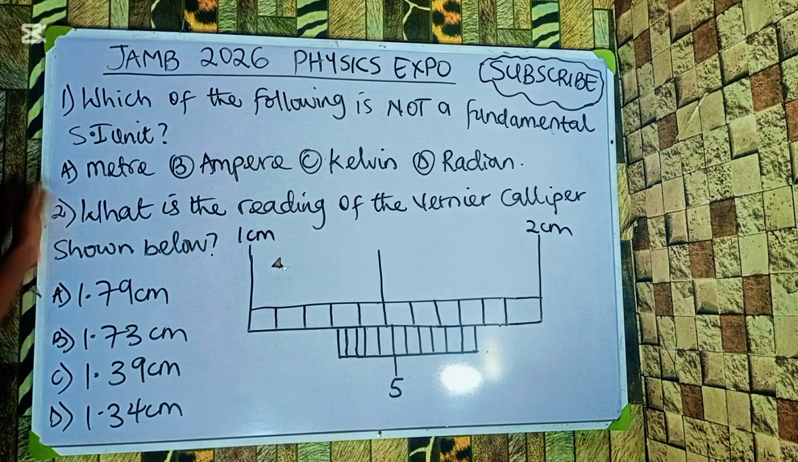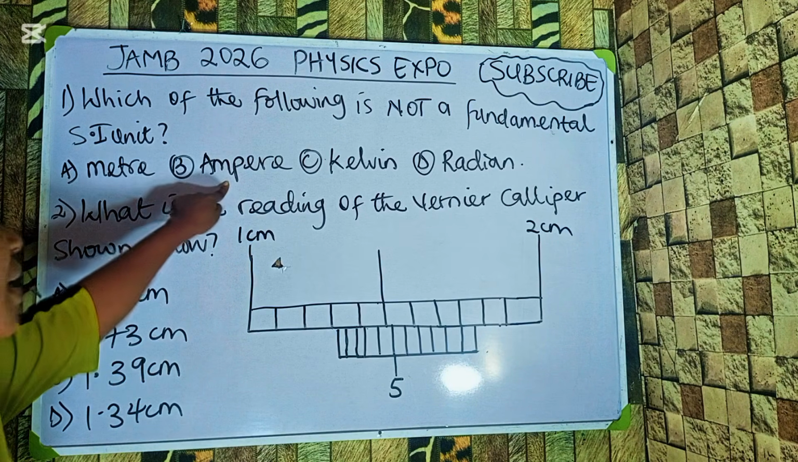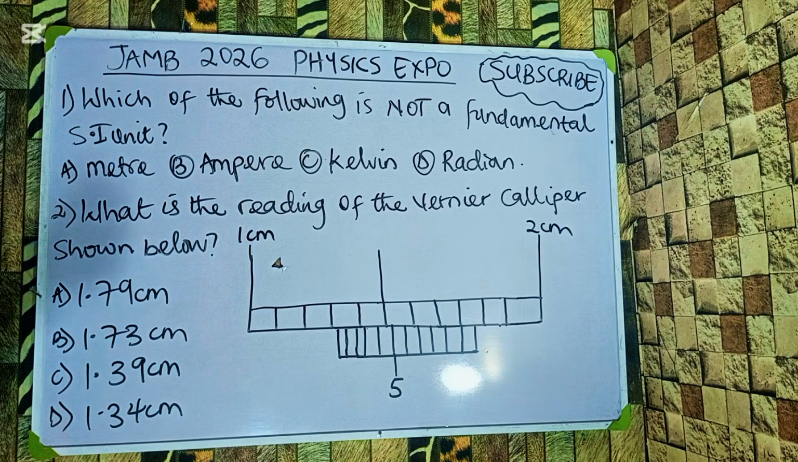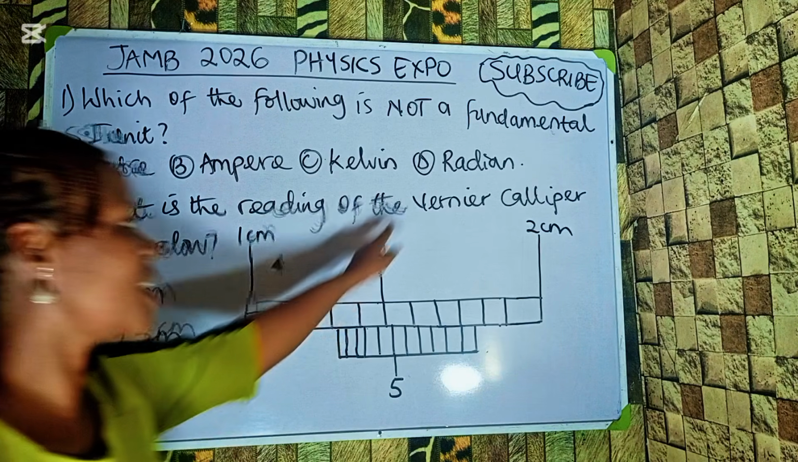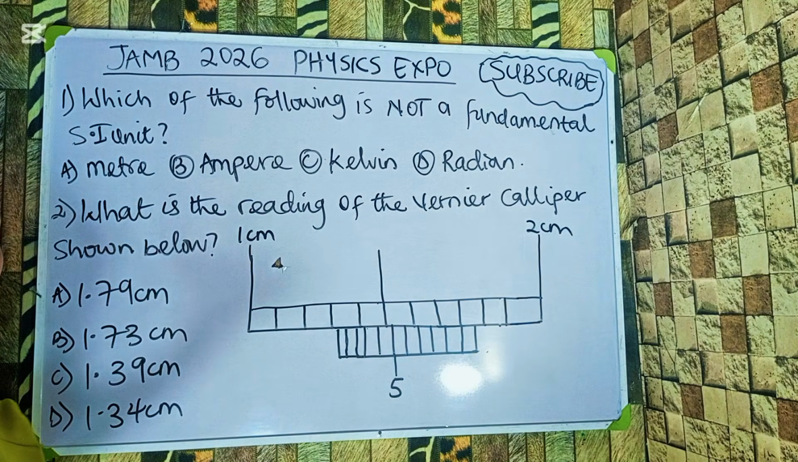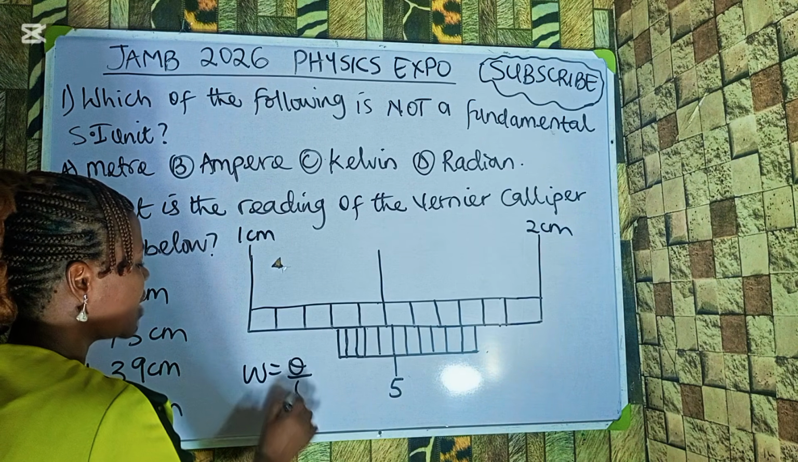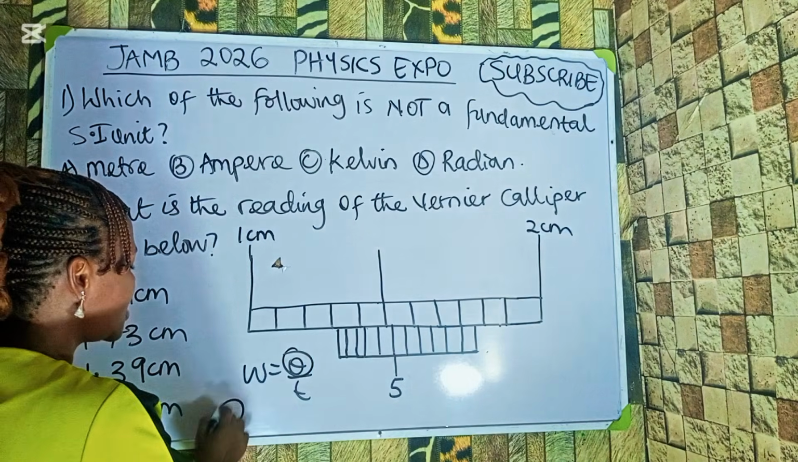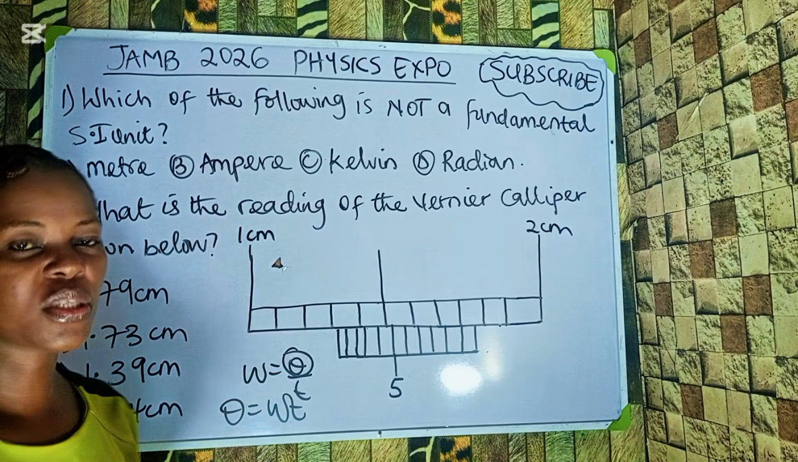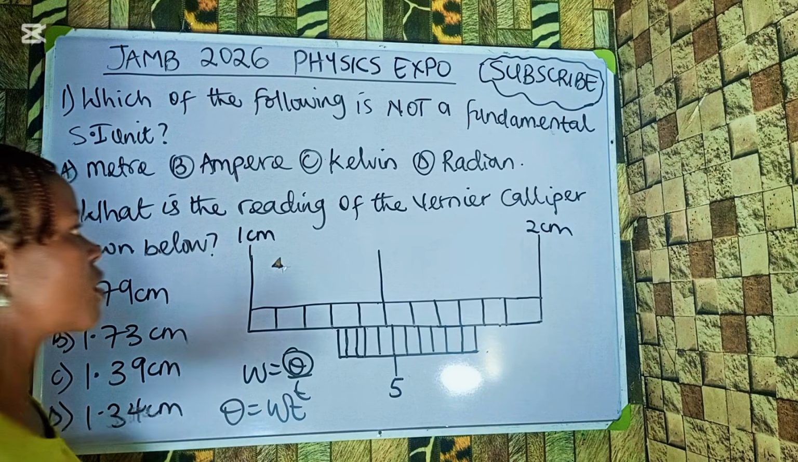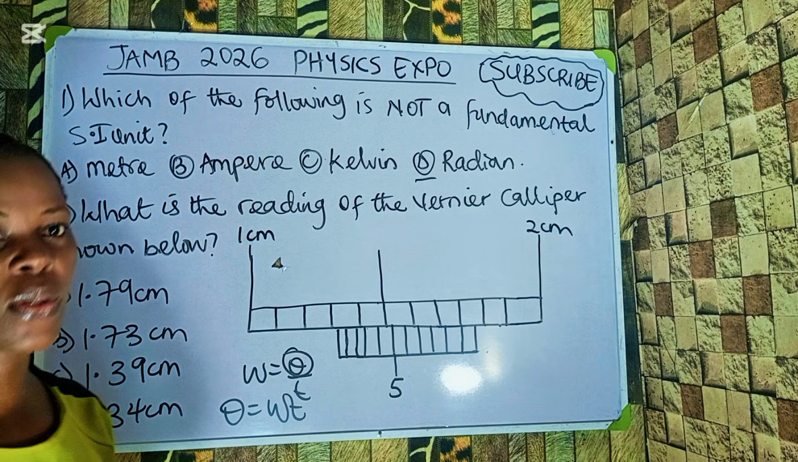So we have some examples of fundamental quantities. Meter is a fundamental unit and its quantity is length. Ampere is a fundamental unit and its quantity is current. Kelvin is a fundamental unit and its quantity is temperature. But radian is an angle, and radian is gotten from angular velocity multiplied by t. Just like saying that omega is theta over t, where theta is the angle. So if you want to get theta, you're going to say omega times t. So this is a derived quantity, and since it's a derived quantity, its unit is going to be a derived unit. So this is the only one that is not a fundamental unit. Is that clear? So the answer is option D.